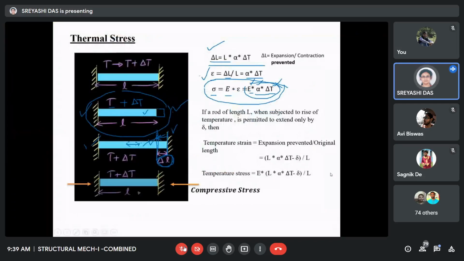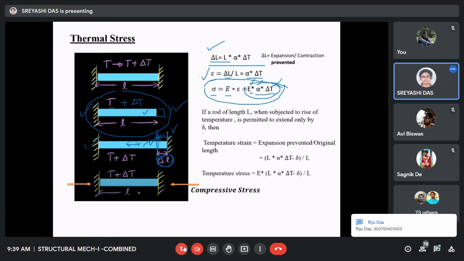But if it is restrained by providing some support, then a thermal stress is produced. Now suppose this support is given here such that it will not prevent this whole delta L, but it will prevent up to something, suppose a small delta. So this support will not prevent the full length delta L. It will prevent a small length, suppose delta.